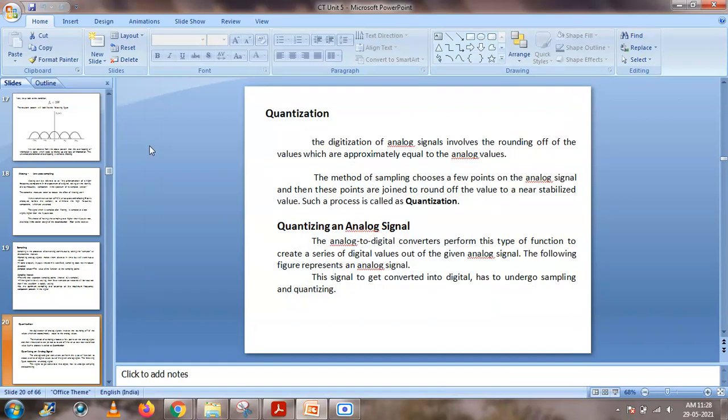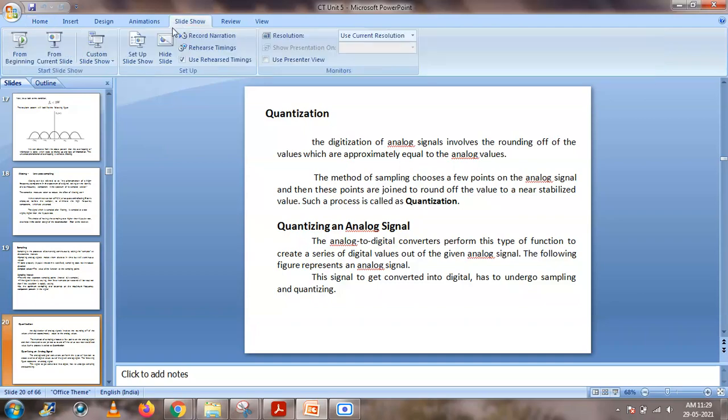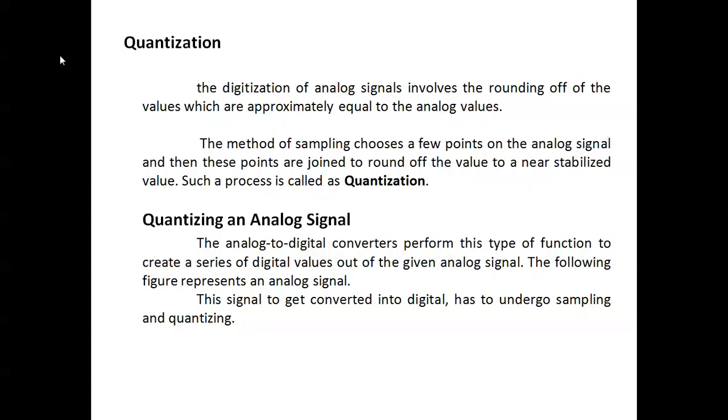Okay, today the topic is quantization. From the last video we saw how sampling works, how we avoid aliasing, and how to reconstruct the filter. Everything we have already seen. Now it's quantization.